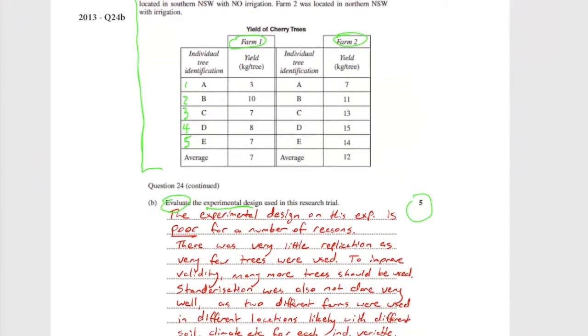And you'll notice here that farm 1 was located in southern New South Wales with no irrigation, and farm 2 was located in northern New South Wales and it had irrigation. So what they're doing is determining the effect of irrigation. Now the problem is that these farms were in different locations, and so the standardization is very poor. They needed really to have the same farm, the same place, the same climate with irrigation and no irrigation. So that's the first thing.